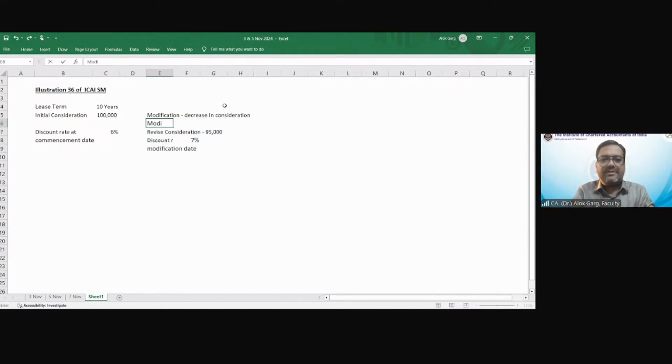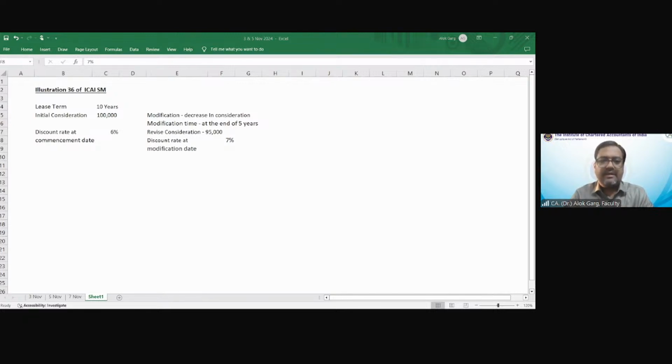Modification time. What is the modification time? At the end of 5 years. Correct? And what is my discount rate at the commencement date? 6%. My discount rate at the modification date is 7%. It is written that at the beginning of year 6, it is 7%.